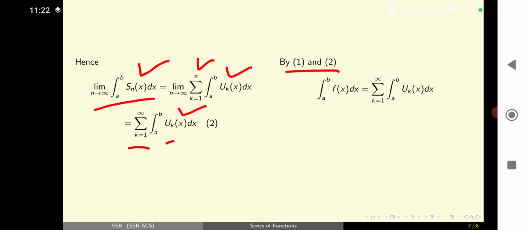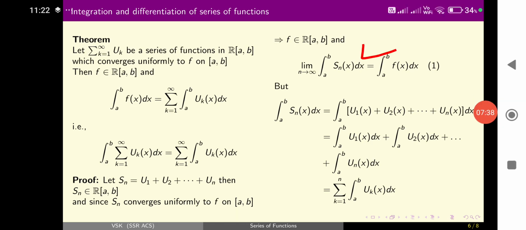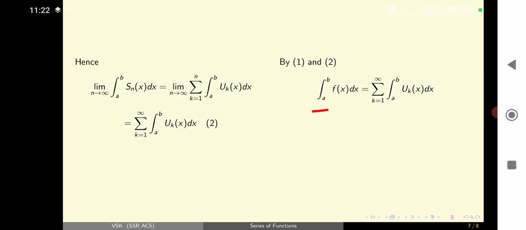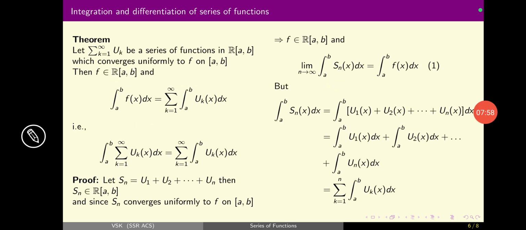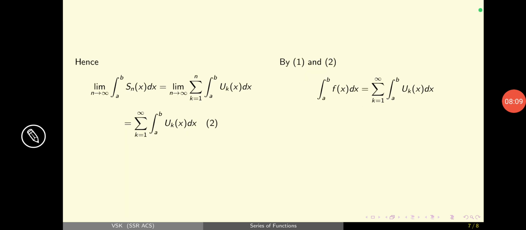So by 1 and 2, we have obtained this. And what is 1? The 1 is given over here, as this result we have seen. So because of this 1 and 2, we got that integration a to b f(x) dx is summation k is equal to 1 to infinity integration a to b uk(x) dx. So in this way, this proof is complete. Here note that this is important. Whenever this comes up in numerical problems also, the integration can be taken inside and solved. So this is the importance of this theorem.